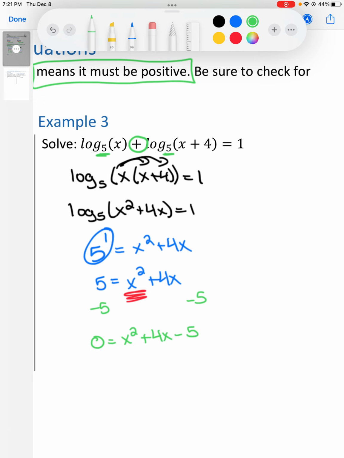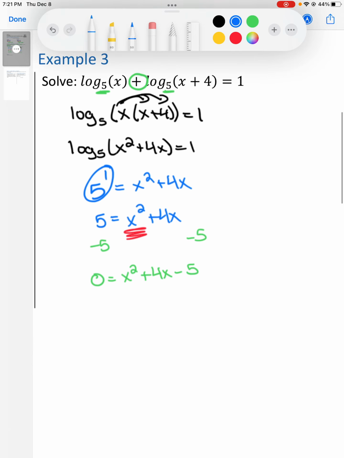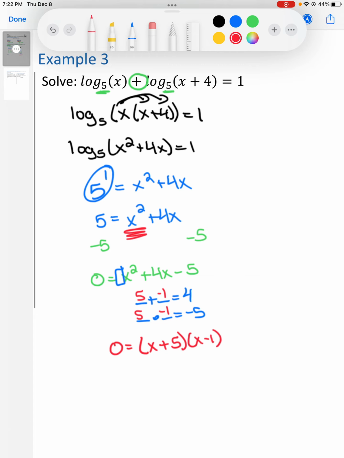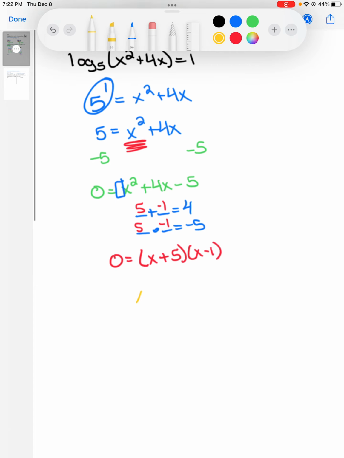Now we have a quadratic. It's set up perfect to factor. And we can use our shortcut because there's no number in front of x squared. So just quickly, what adds to 4 and multiplies to negative 5? Well, that's going to be 5 and negative 1. So I get 0 equals x plus 5 and x minus 1. So what does x equal? X equals negative 5 and x equals 1. Although, can x equal a negative number? No, it can't. So it doesn't equal negative 5. It only equals 1.